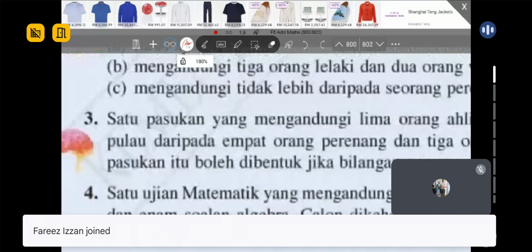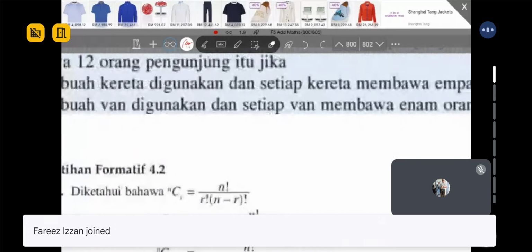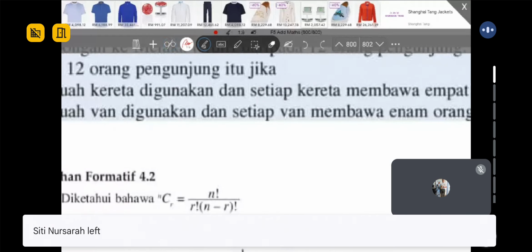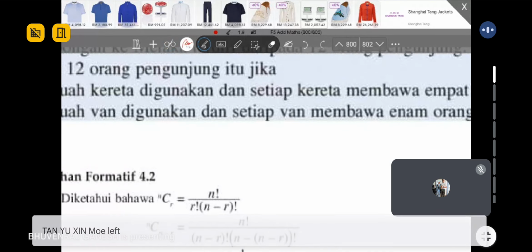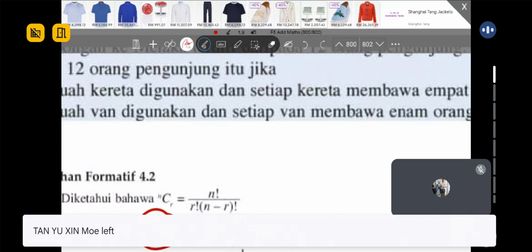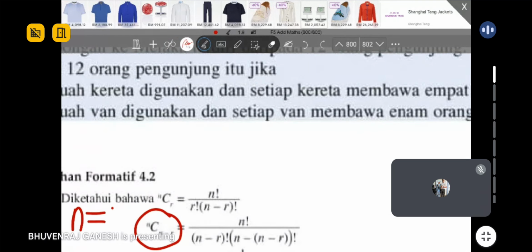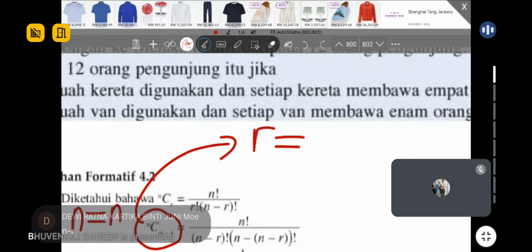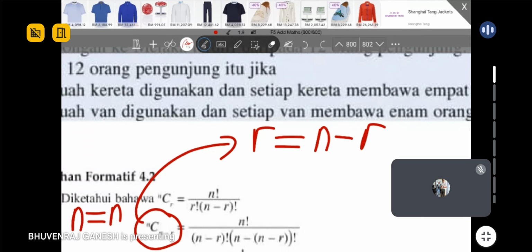Okay, so how to modify it? First step, you are going to use the combination formula. Basically in this, N is equal to N. Okay, guys, can you all tell me R is equal to what for this one? R sama dengan nilai apa? Very good. N minus R. Very good. Okay, you're not confused.